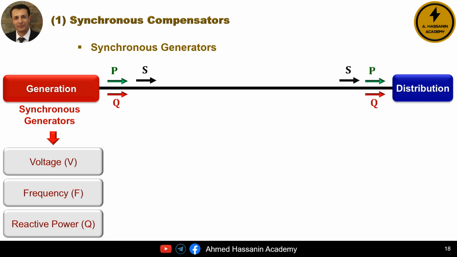The second point to consider is that generating a large amount of reactive power from synchronous generators will naturally come at the expense of generating active power from the same generators. In other words, the more reactive power is required to be produced, the less active power can be generated by the same synchronous generator.